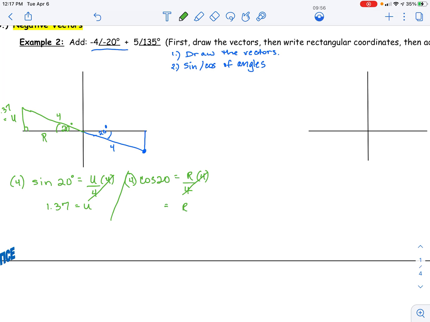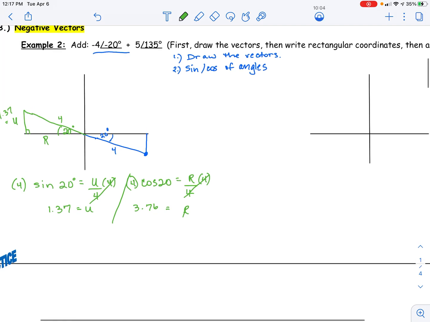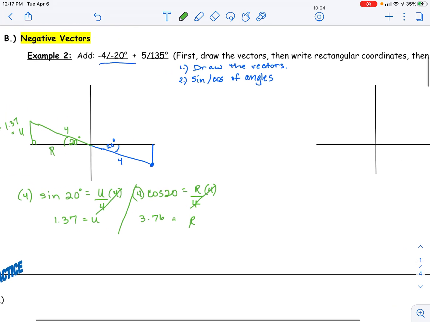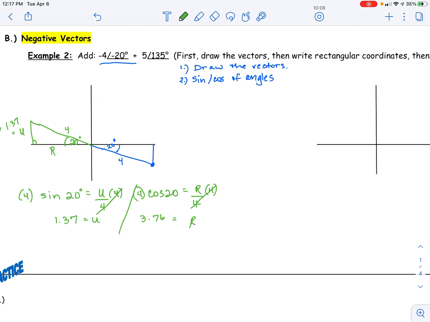So when you put this in your calculator, you should end up with 3.76. Okay, so this one, up here in the middle, I'm going to write out the first one. That one's going to be in a negative direction, right? Yeah, so that's negative because it's off in a negative. We're looking at the green triangle up there, right, is going to be negative.